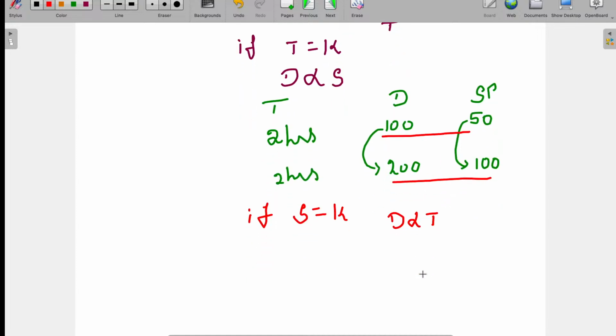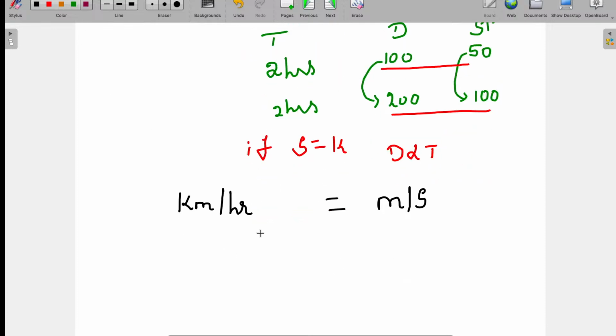Now another important point you should know, conversion: kilometer per hour to meter per second, and meter per second to kilometer per hour. Two main units we will use. Suppose I have a kilometer per hour question, for example 54 kilometer per hour, and I want that number in meter per second. Then how to convert? 1 kilometer means how many meters? 1000 meters.